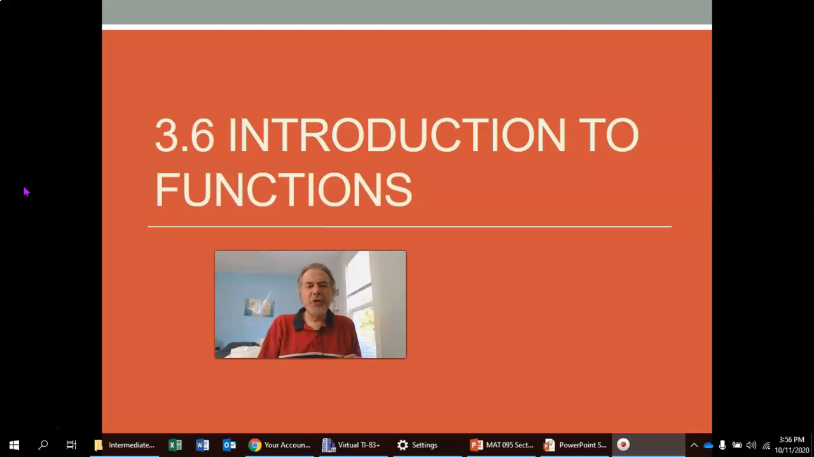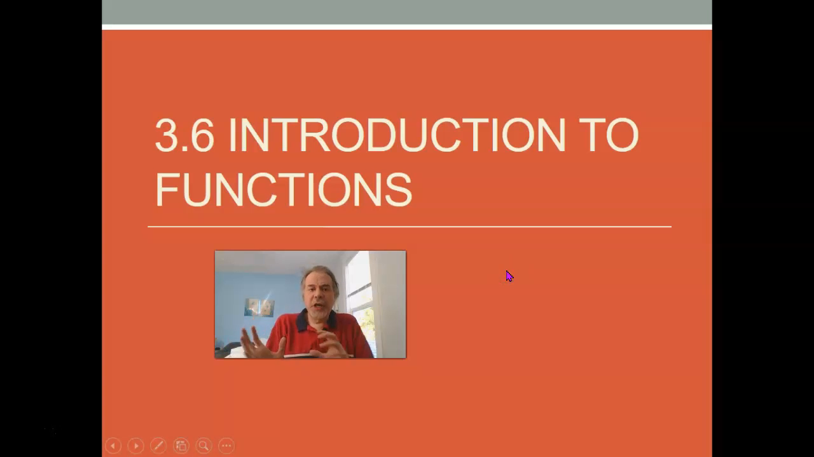We are now going to be talking about functions. And so we're going to start by going back to section 3.6, which is an introduction to functions. So here's where we talk about what are functions anyway? What are some of the basic concepts involved with functions? And then we'll come back forward to chapter 8 and talk some more about functions.